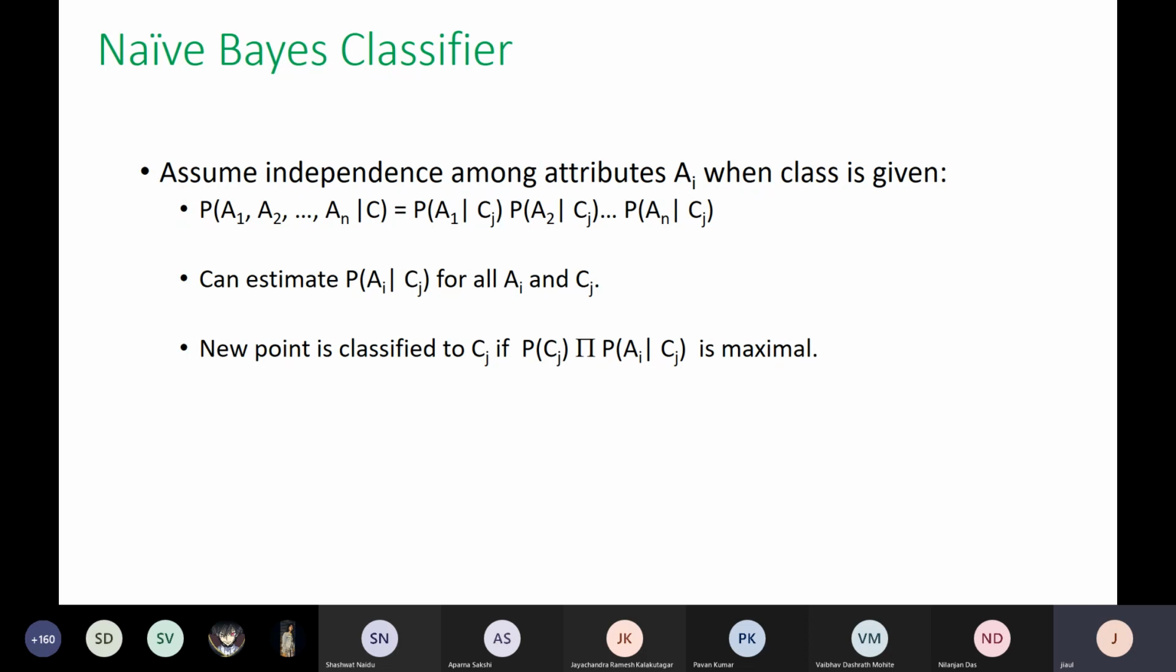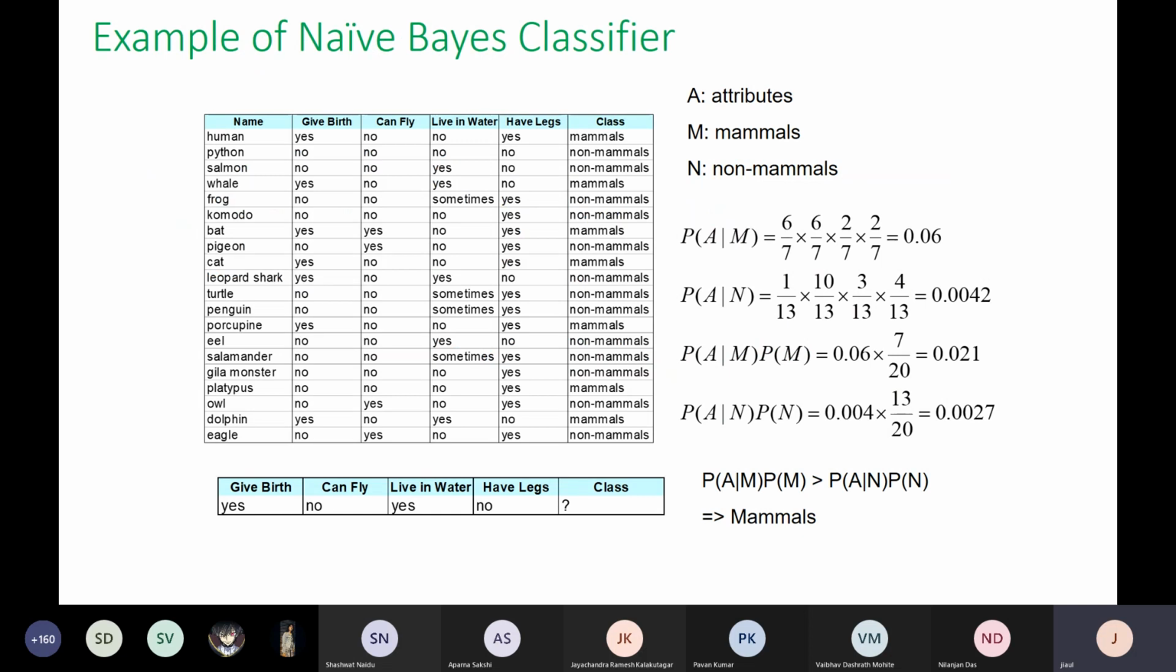Okay, so probability of A1 given Cj, A2 given Cj, and so on and so forth. And we can then very easily estimate all these individual probabilities, class conditional probabilities of these individual attributes. Once you have the data, you can estimate all these things very easily. And depending upon the probability values, you can choose the class having the maximum probability. That's the maximum a posteriori probability. Okay, so here are some of the examples that I have shown.